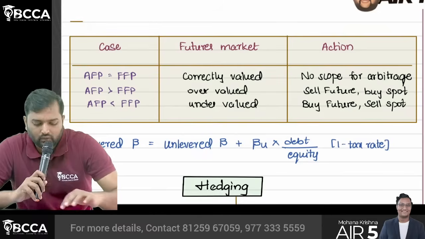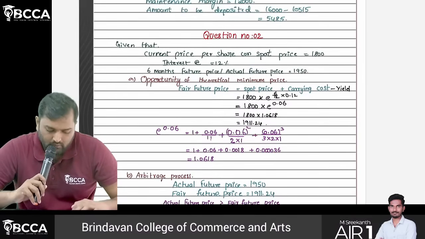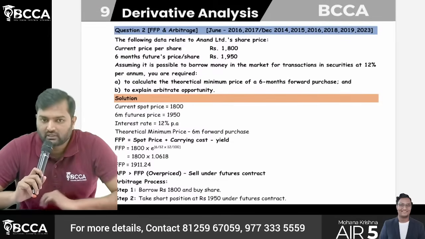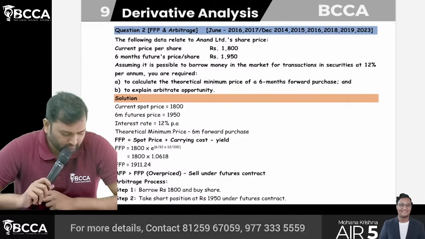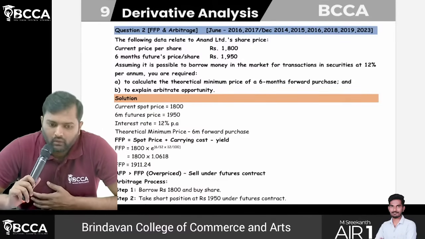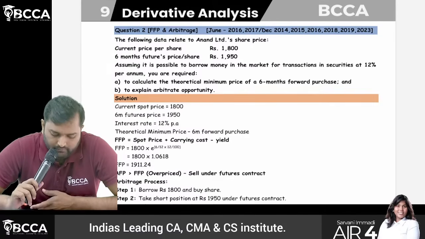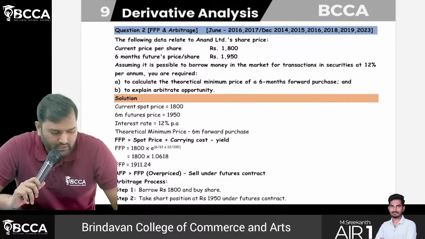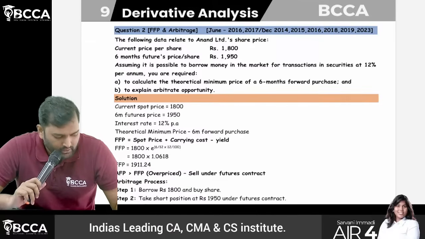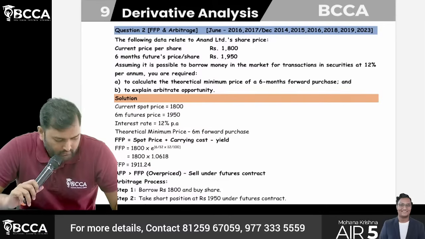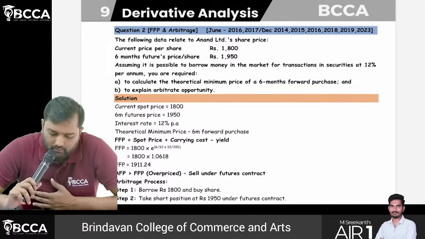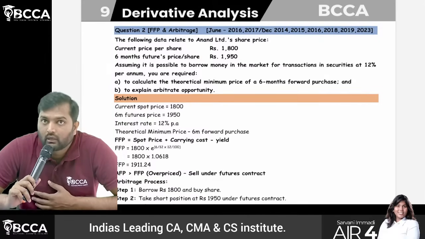So for fair future, we have 2 questions. Question number 2 is for reference. You have to refer this question. The following data relate to Anand Limited share price. Current price per share 1800, 6 months future price per share 1950. Assuming it is possible to borrow money in the market for transactions in securities at 12% per annum, you are required to calculate the theoretical minimum price of a 6 months forward purchase and to explain arbitrage opportunity.